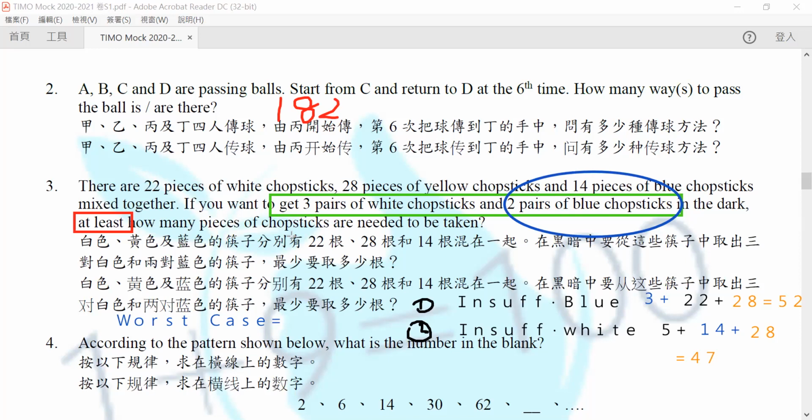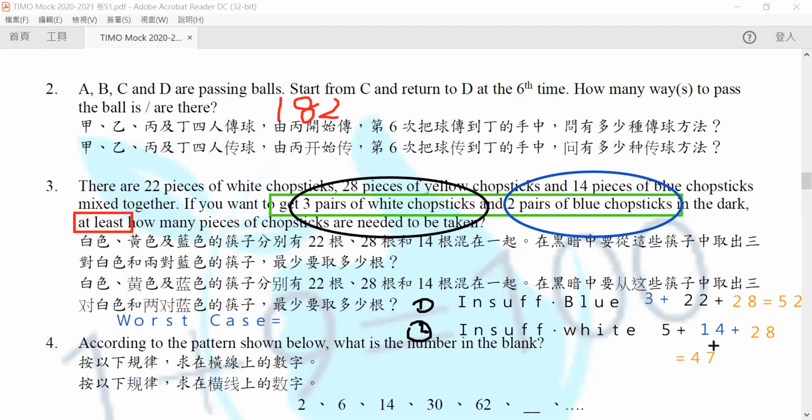But 3 pairs is the second case. 3 pairs of white chopstick, yes, sure. If we have 3 pairs of white chopstick, we will be good. We don't want it to be satisfied, so we just take 5, just one less than 3 pairs. After we take this 5, we can no longer take white chopstick.